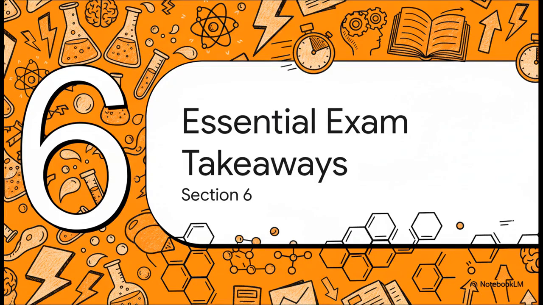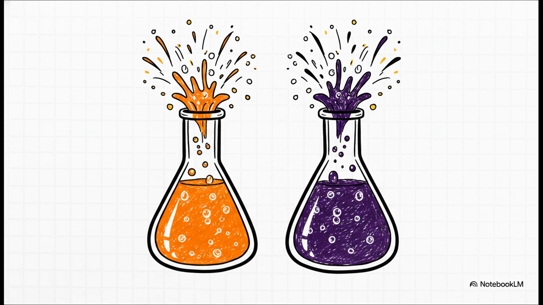Let's wrap things up with Section 6, essential exam takeaways. First up on our cheat sheet, the vital compounds you simply must memorize. Number 1 is potassium dichromate, K2Cr2O7. This is a remarkably strong oxidizing agent, and you'll recognize it immediately in the lab by its distinct bright orange color. Next is potassium permanganate, KMnO4.